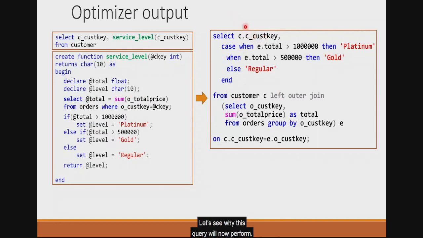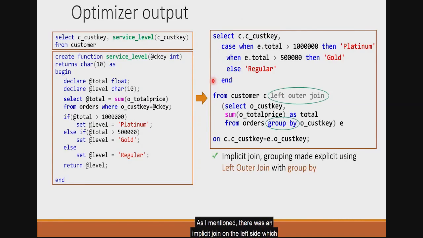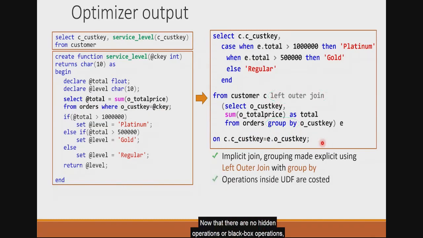So let's see why this query will now perform better. What are the benefits of this query on the right side? As I mentioned, there was an implicit join on the left side, which is now expressed explicitly here as a left outer join, and also there was an implicit group by customer, which is also made explicit here, which makes it easier for the query optimizer to come up with better, efficient ways to execute it. And now that there are no hidden or black box operations, all the computations happening in this query are available to be costed for a cost-based decision.